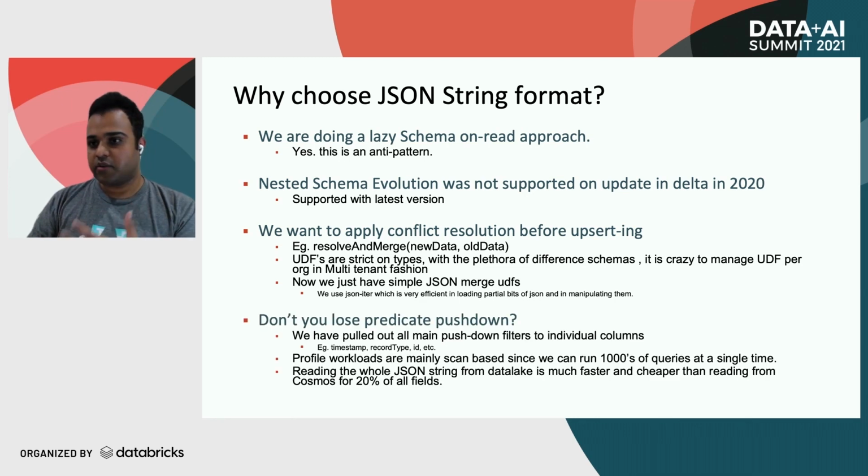The next question that usually people ask me is, hey, don't you lose predicate pushdown? We did pull out all the fields that are necessary for our existing workloads, like timestamp, record type, ID, etc. For the rest, we did a comparison where we read the whole JSON string from the data lake, deserialized it and did processing. And then we also read just 20% of all the fields from hot store all the time, right? The data lake one won without even a hint of a competition.